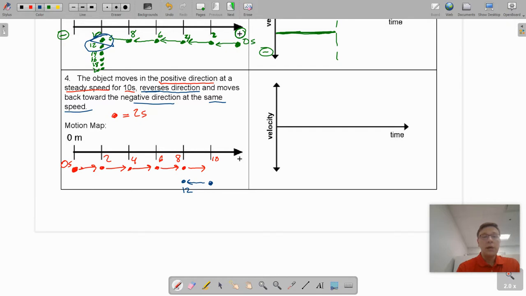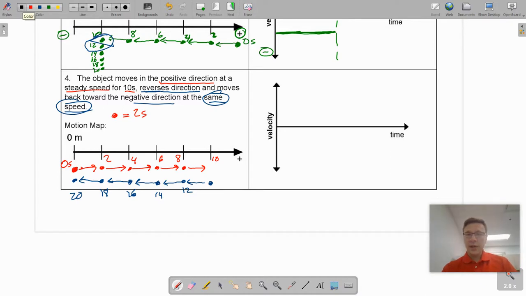So anyway, it goes in the negative direction, then remember it says the same speed. So we're going to put the dots in the exact same positions here because it should be moving same speed and get back to the same exact location at 20 seconds. It doesn't say it goes for 10 seconds. I am just going to go ahead and assume 10 seconds and have it go back to the same spot. Okay.